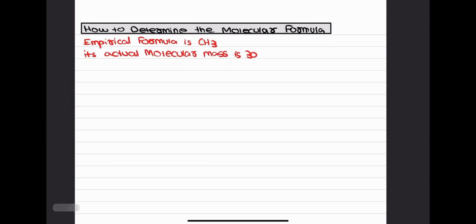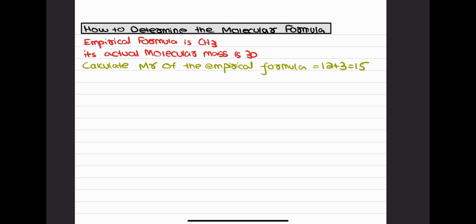So, to calculate, I'll write molecular mass as Mr of the empirical formula. So, how many carbons are there in CH3? 1, and 1 carbon has an atomic mass of 12. How many hydrogen? We have 3. So, 12 plus 3 comes to 15. So, we'll write 12 plus 3 equals 15. I will make a separate video explaining how to calculate the molecular mass.